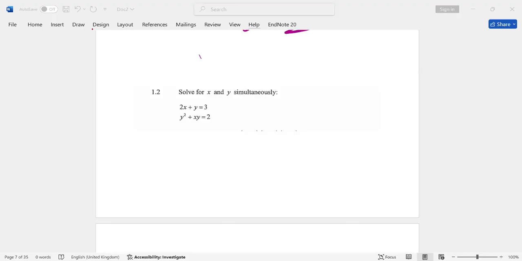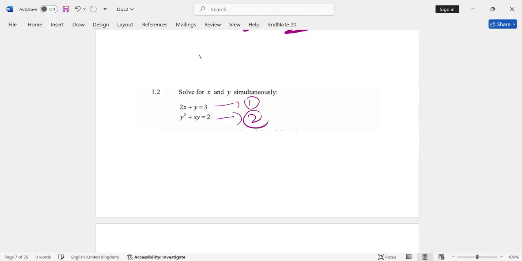Now the second question is 1.2. For x and y simultaneously, we have two equations: 2x plus y equals 3 and y squared plus xy equals 2. We have two equations and we have to find the value of x and y. I'm calling this equation 1 and this equation 2.